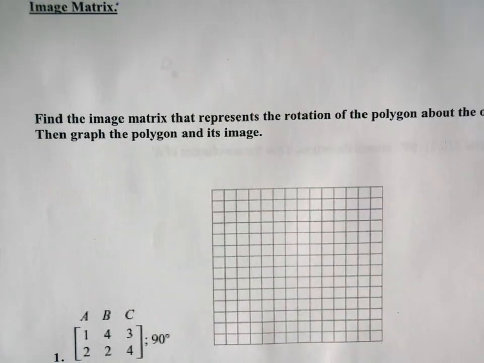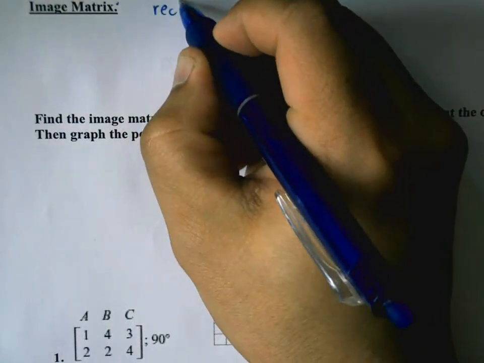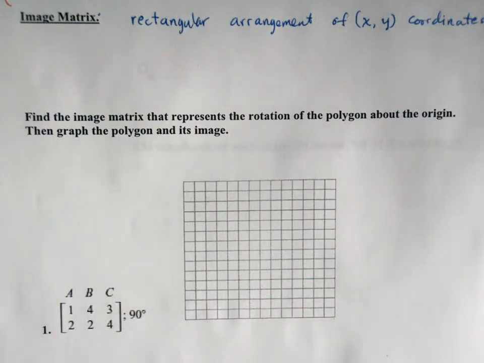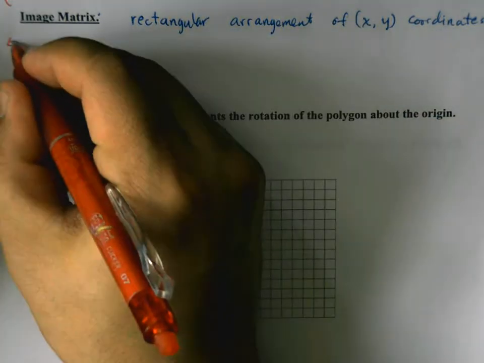An image matrix is just a rectangular arrangement of XY coordinates. Now in future courses and future parts of this class, we will learn a lot more about matrices and all of their full power. But as far as transformations are concerned, a matrix is really a great way for us to organize points so that we can perform transformations faster and with fewer errors. So I think I should just give you an example.